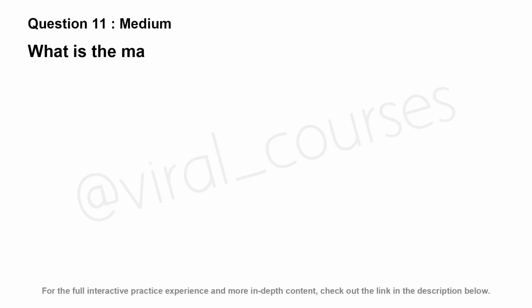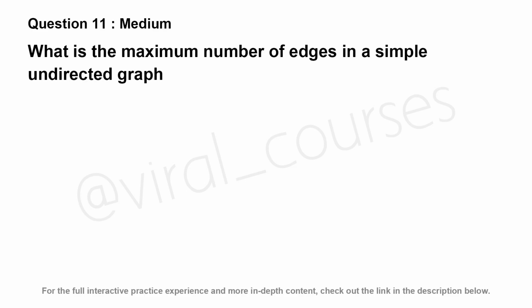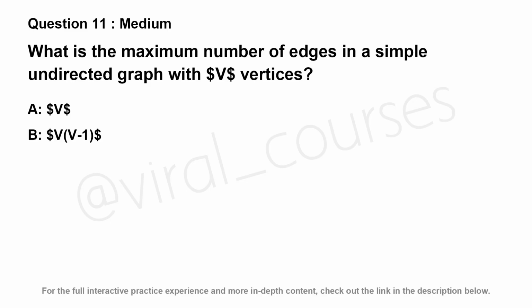What is the maximum number of edges in a simple undirected graph with v vertices? Option A, v. Option B, v(v-1). Option C, v(v-1)/2. Option D, 2v/2.